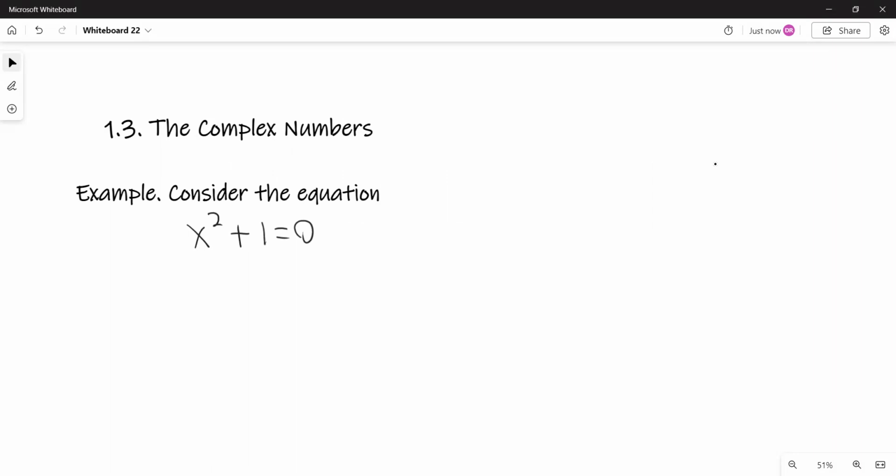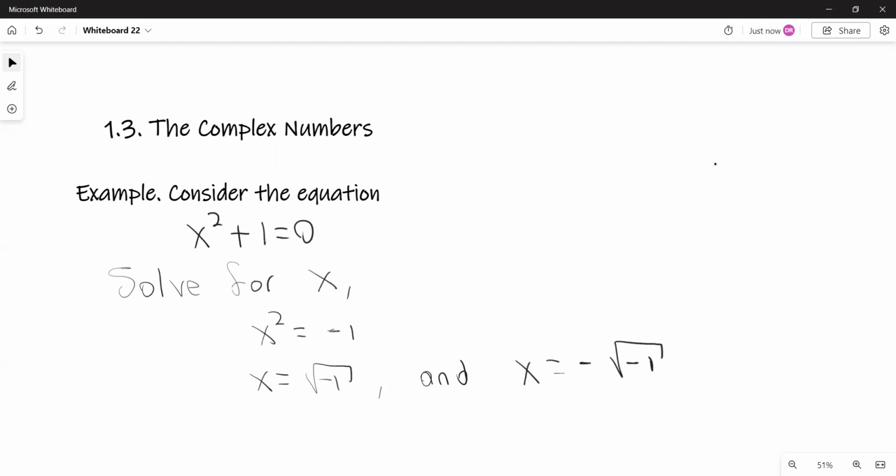Okay, so if we try to solve for x, we have that x squared is -1, but the problem is that the roots are going to be the square root of -1 and the opposite of the square root of -1. So whenever this happens, we say that the equation has no real solution.